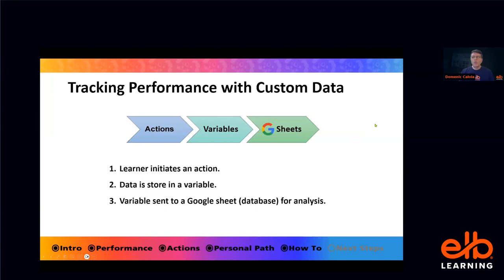Tracking performance with custom data. So here's a simple process. Number one, the learner initiates an action. Then, based upon that action, we store some data that we want to collect in a variable. And then the variable is sent to a Google Sheet for analysis.